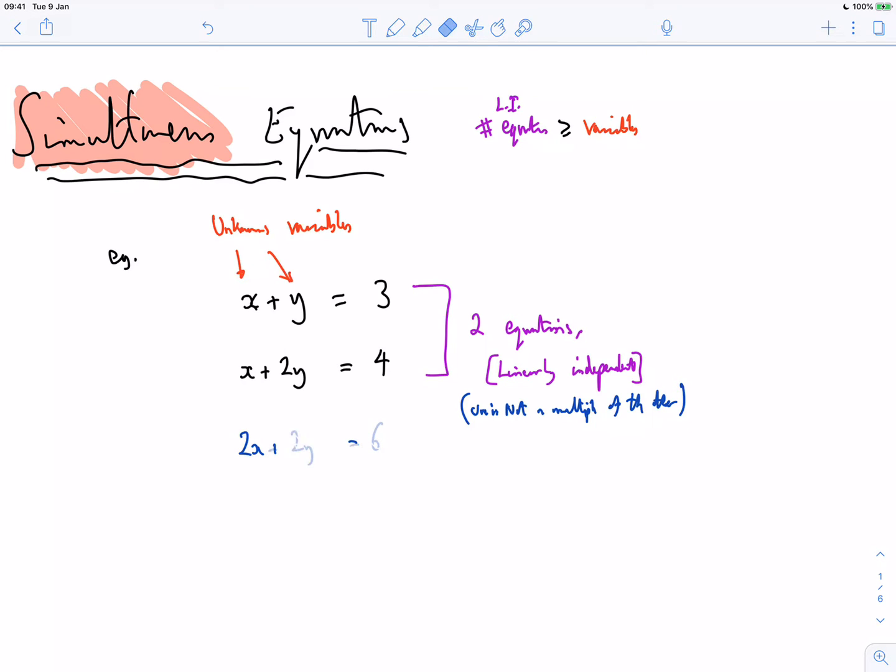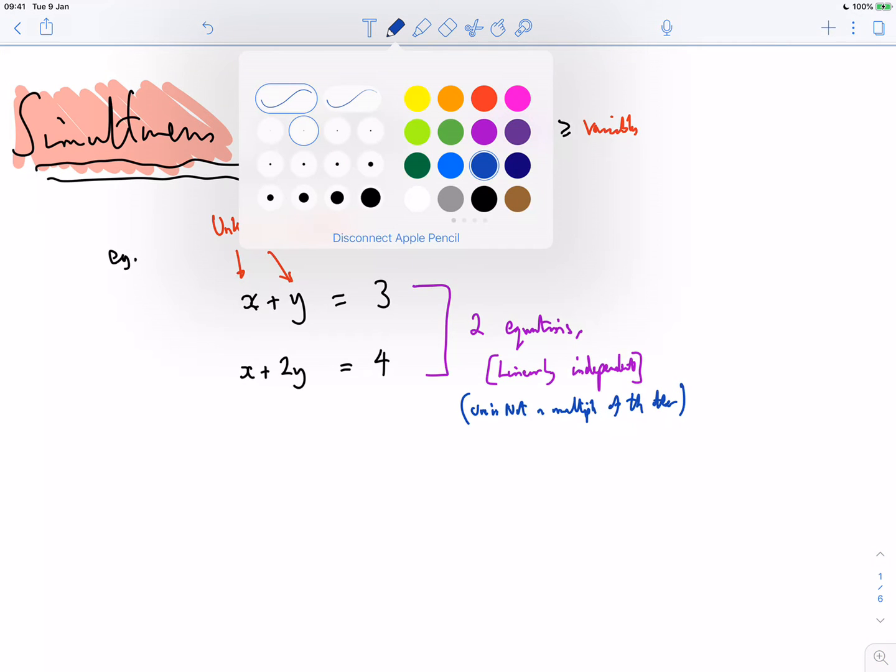For a system of equations to have a unique solution, or a solution that exists necessarily, you need a system where the number of linearly independent equations is greater than or equal to the number of variables. And here, there's two linearly independent equations and two unknown variables, so this definitely has a solution.